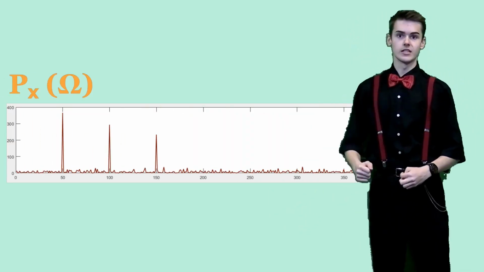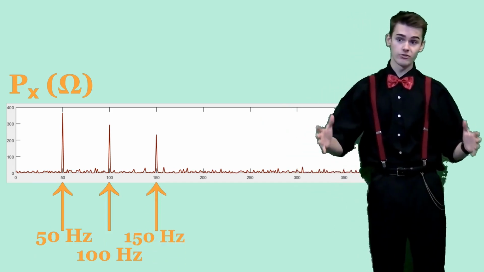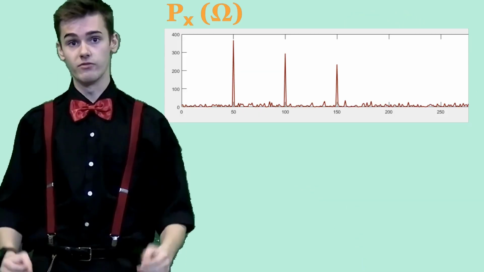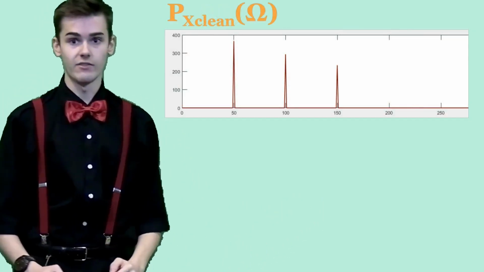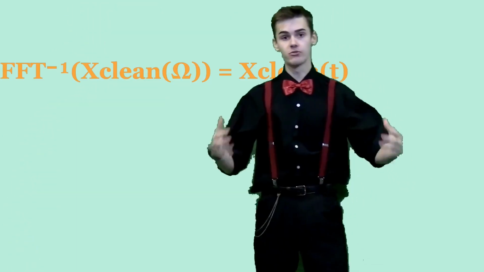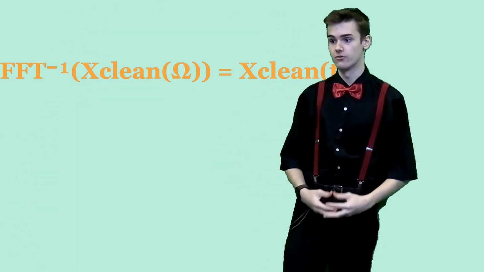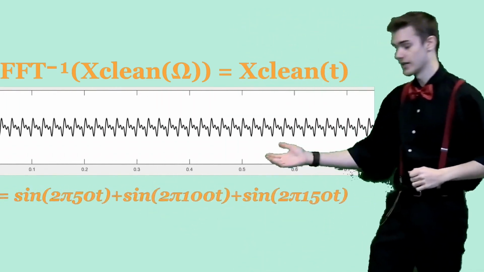You can clearly see spikes around 50 Hz, 100 Hz, and 150 Hz. These are the frequencies we're looking for. If we filter out all frequencies below the power threshold, we'll be left with the Fourier transform of our original clean signal. Now if we perform an inverse fast Fourier transform, we should be left with our original crisp clean signal. And that's what we see right here.